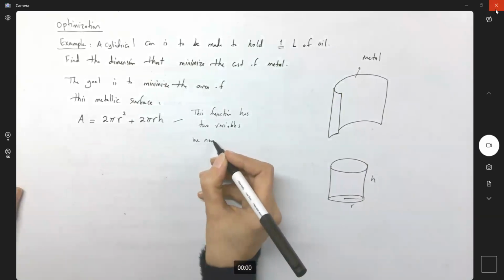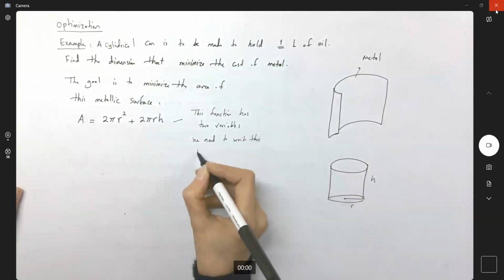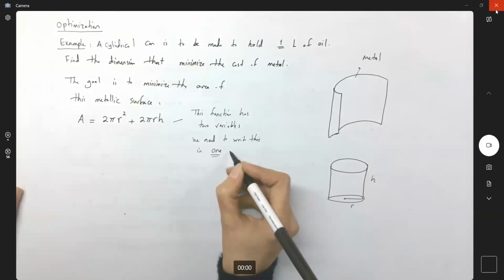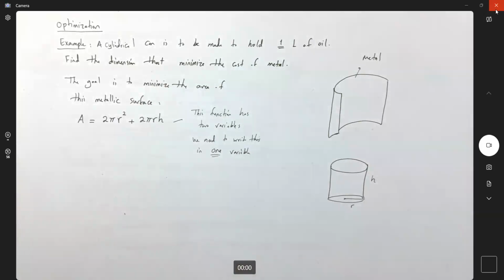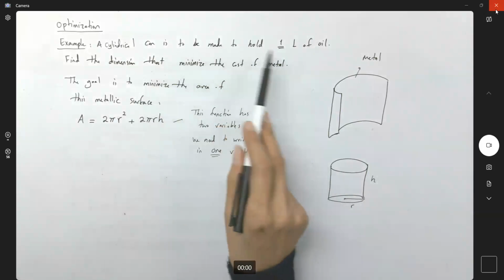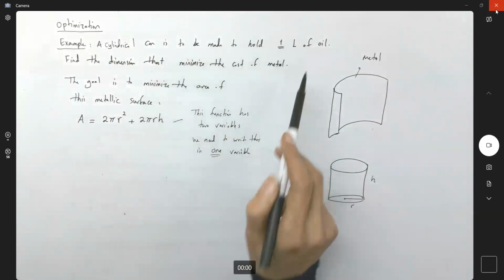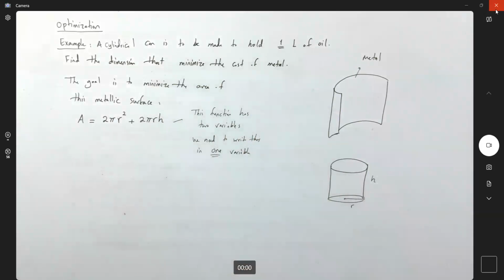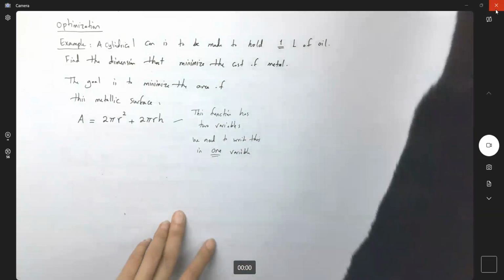We need to write this in one variable. So you can take the derivative and find the critical value and so on. So what else do we have here? What is the other piece of information that is here? It says, hey, it can hold 1 liter of oil. What's the meaning of that? Well, it means that the volume is 1. So let's write this down here.